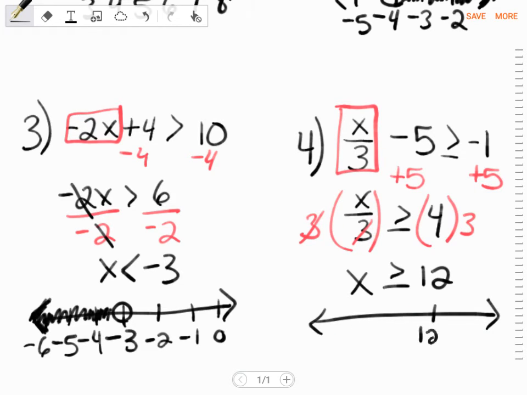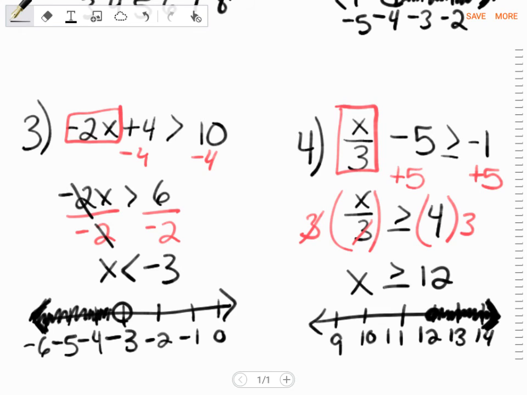Put my 12 here, 13, 14, 11, 10. It's not pretty, but it works. And we're talking about x is greater than or equal to 12, so it's going to be a closed circle because it can be equal to it. And we will shade everything that is greater than the 12. And then we're done.